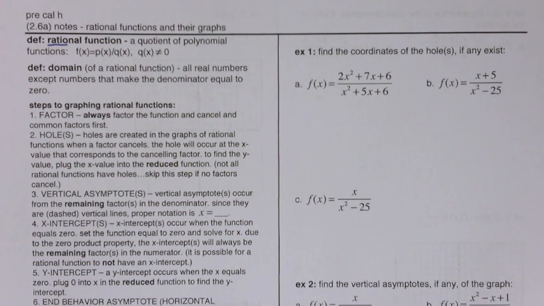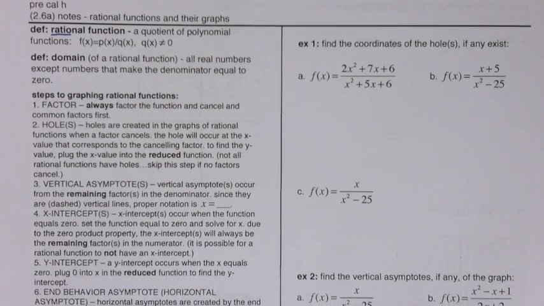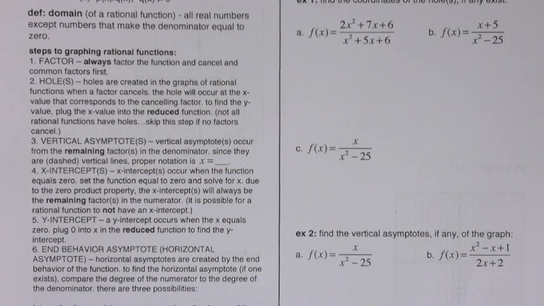The really cool thing about rational functions and the x-intercept is that due to that zero product property that we have learned about, anything times 0 equals 0, the x-intercepts will always be the remaining factors in the numerator. And just so you know, it's possible for these rational functions not to have any x-intercepts. Y-intercepts, you know that's f of 0, so you just plug in 0 into the reduced function.